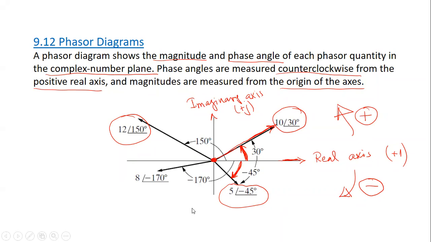And here, the last phasor in this example is 8 into -170. And again, once it is negative, I will start from the real axis in all cases. Once it is negative, I will go in the clockwise direction and I will measure an angle of negative 170 degrees. And from the origin at this angle, I will draw an arrow with 8 units of length. Is it clear so far, please?